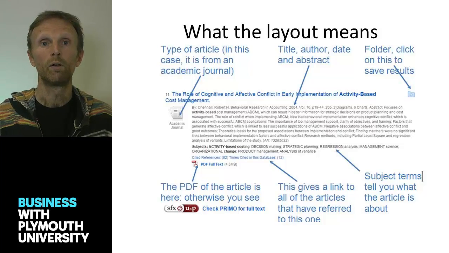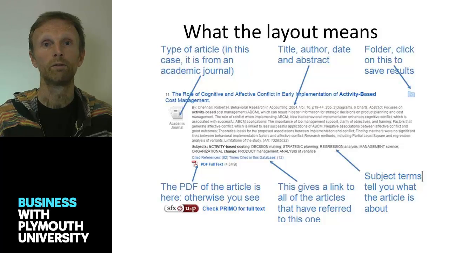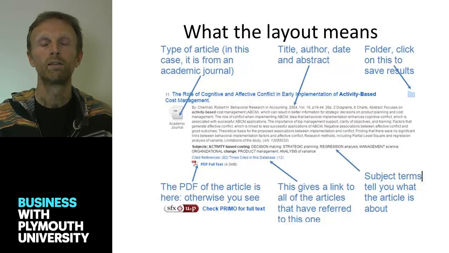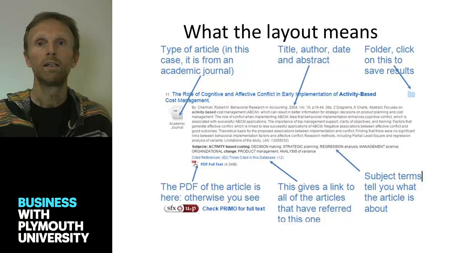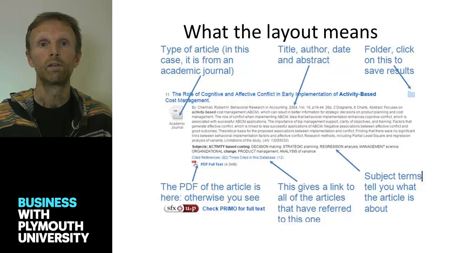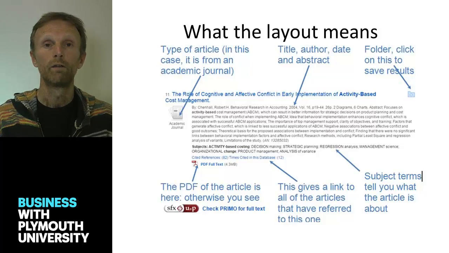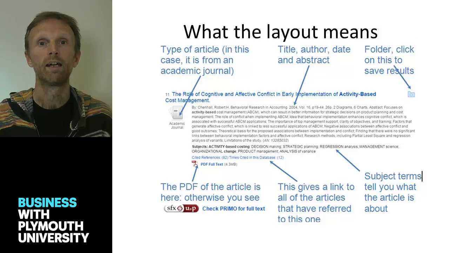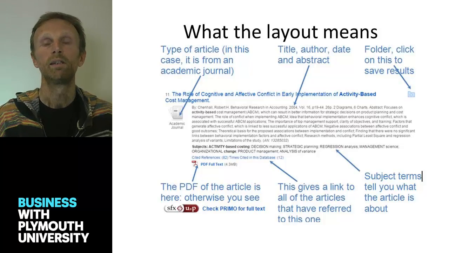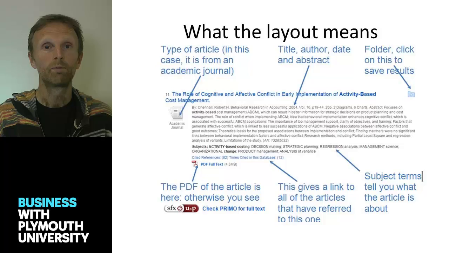Top right is a folder, and you'll need this for saving the record. Bottom right are subject terms. Now these are really useful. They're put in by the librarian who created and catalogued the record. They're much more accurate than the keywords that the author put in. Middle bottom is links to other articles, and this is a good way of finding articles that may be very relevant. Finally, bottom left is a PDF. Note how big this is. Typically they're much smaller, but they can be up to 25 megabytes, which can cause problems when you're saving it.